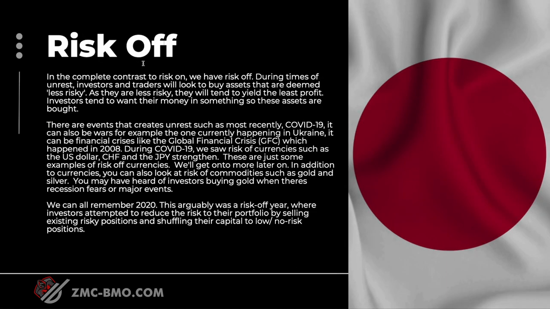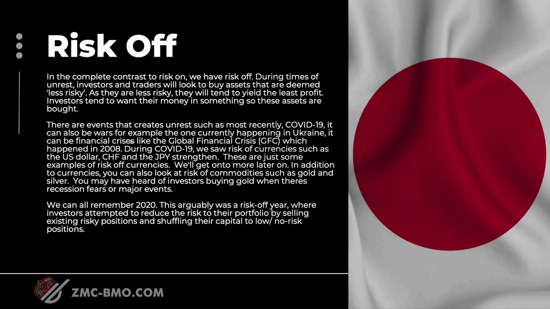So risk off. In complete contrast to risk on, we obviously have risk off. During times of unrest, investors and traders will look to buy assets that are deemed less risky. As they are less risky, they will tend to yield the least profit. Investors tend to want their money in something, so these assets are bought.